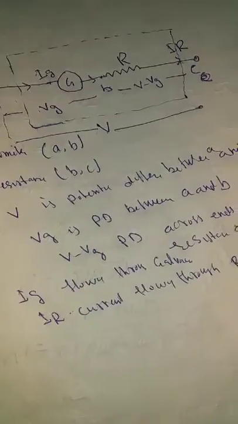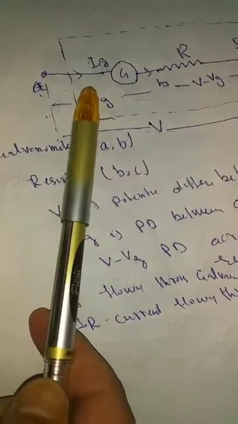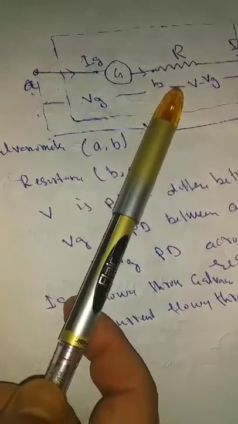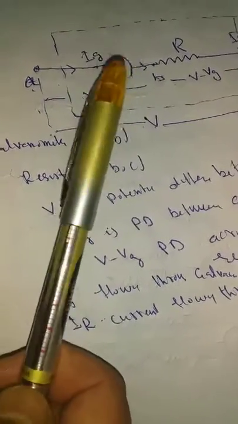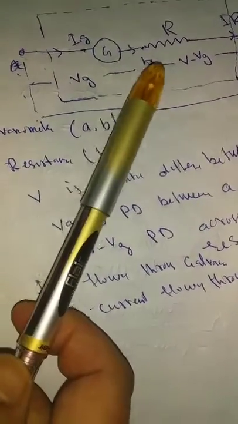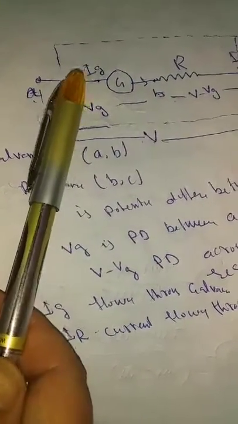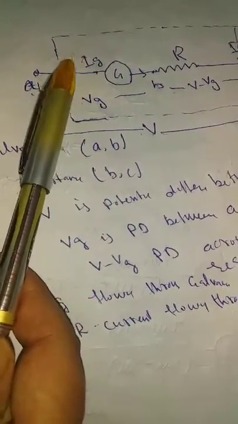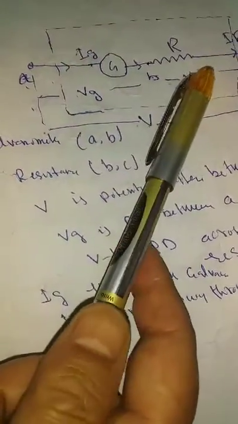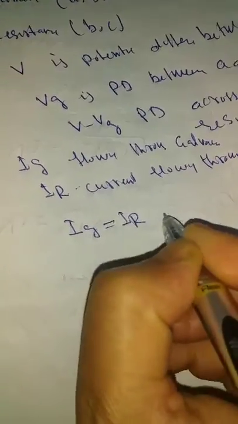Since these are connected in series, the galvanometer and this resistance are connected in series. When they are connected in series, the same current will flow through the galvanometer as well as through the resistance. That means the current flowing through the galvanometer is equal to the current flowing through the resistance. So Ig is equal to IR, because the same current flows through both, since they are connected in series.